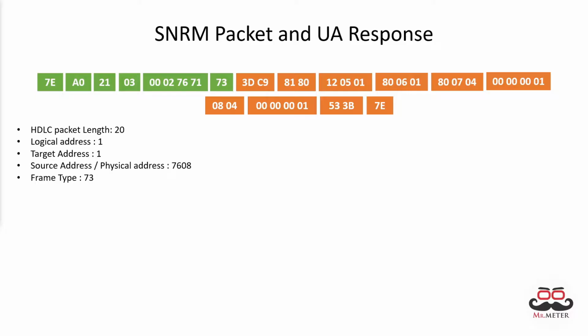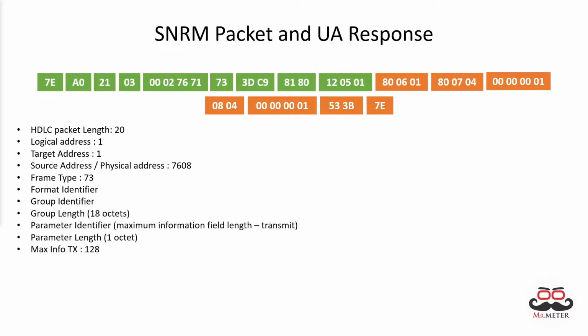73 is the frame type indicator, which based on the DLMS Green Book is a UA frame. 3DC9 is the HDLC HCS frame indicator. After that, we have 8180, where 81 is the format identifier and 80 is the group identifier.